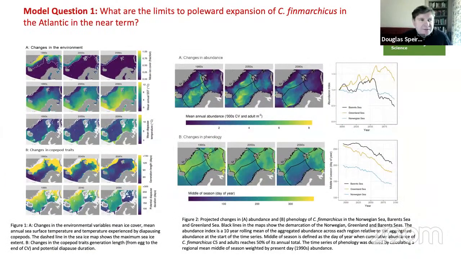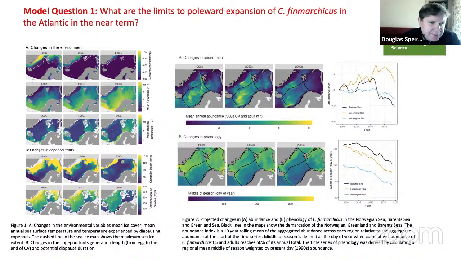So let's go back to the question. Model question one: what are the limits to the poleward expansion of Calanus finmarchicus in the Atlantic in the near term? Well, this is quite a complicated figure. I'll take a little bit of time over it and hopefully it will be clear enough.